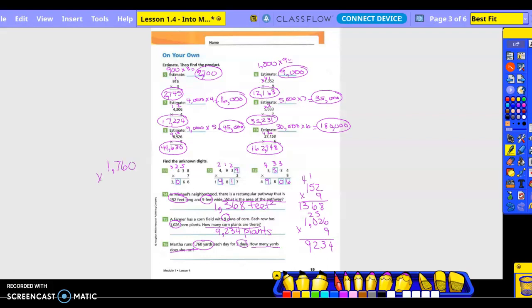1,760 times 3. 3 times 0 is 0. 3 times 6 is 18. Carry the 1. 3 times 7 is 21, plus 1 is 22. Carry the 2. 3 times 1 is 3, plus 2 is 5. So 5,280 yards.